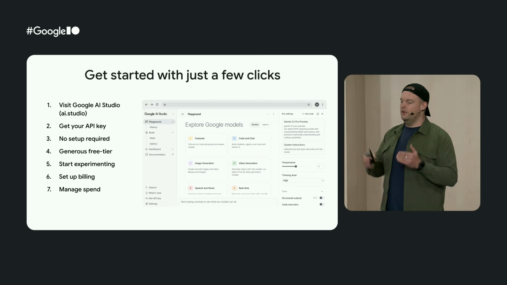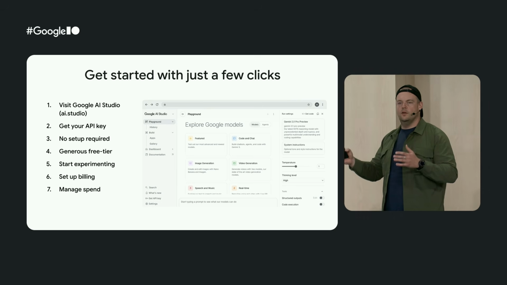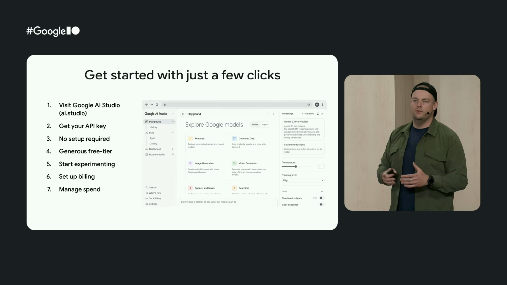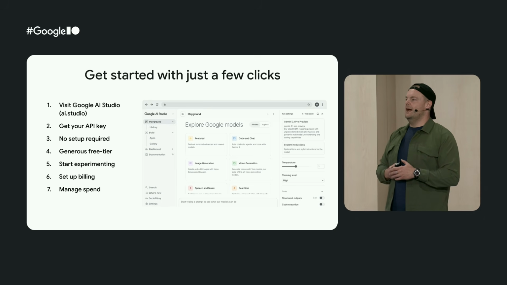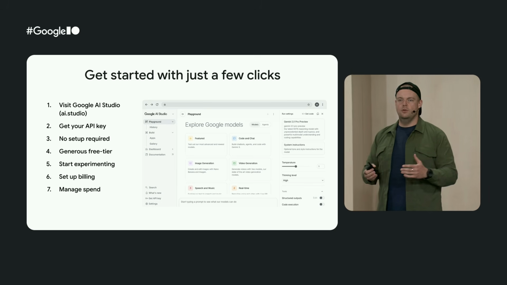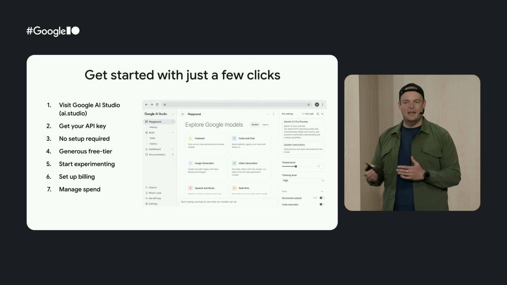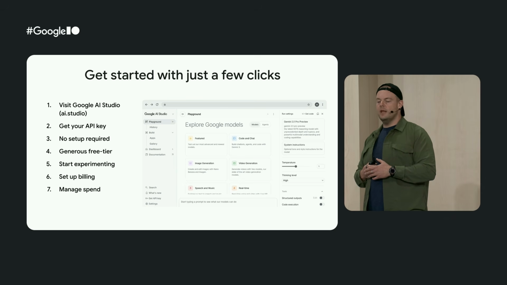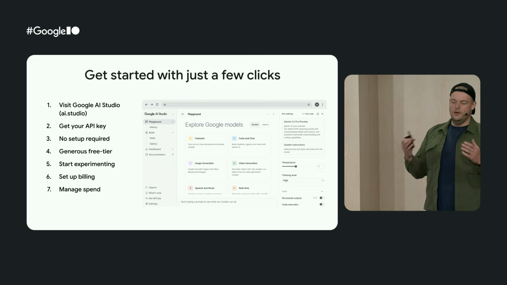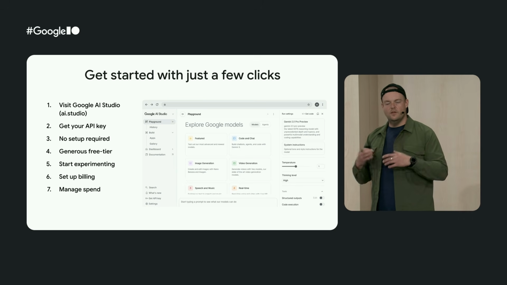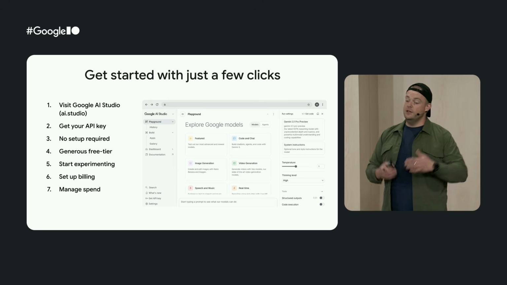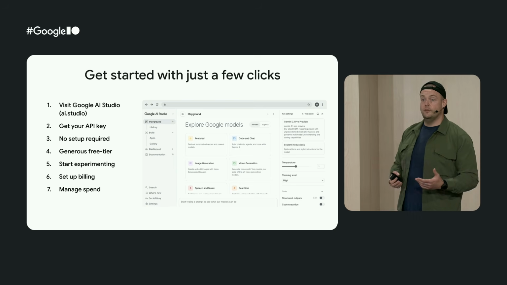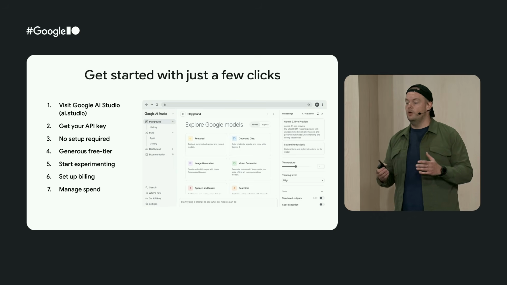Google AI Studio is really the best place to get started with all of the Google DeepMind models. It's our playground for you to test out all the different models and capabilities. So I invite you to follow along. There's no setup required. There is a generous free tier. You can start experimenting, and you can also set up billing and manage your spend, like spend caps. That's all built into AI Studio.